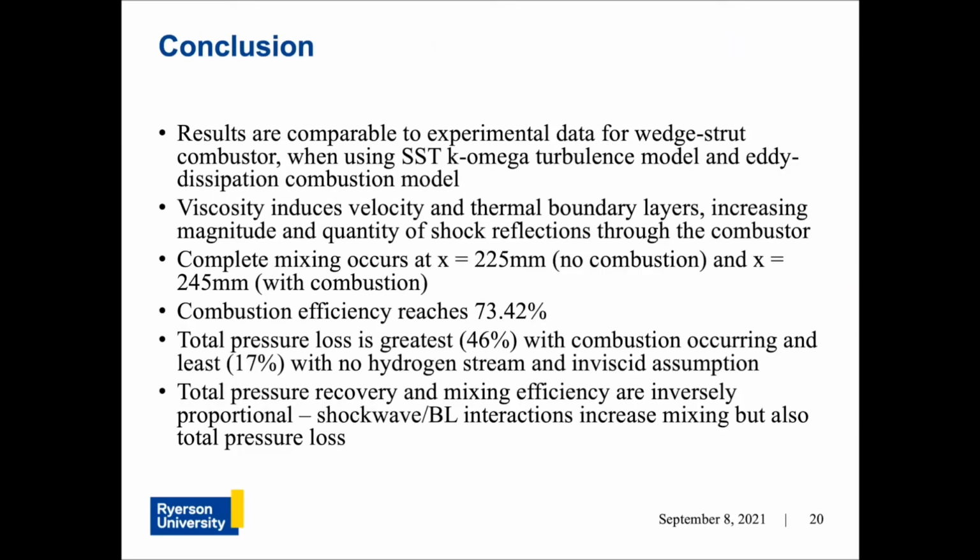Results obtained in this investigation using the SST, K-omega turbulence, and eddy dissipation combustion models are comparable to published data. Velocity and thermal boundary layers, as a product of viscous forces between fluid and solid boundaries, and shear mixing layers develop around subsonic wake regions. In the combustion case, complete mixing occurs at 245 millimeters and combustion efficiency of 73.42%. Shockwave interactions with boundary layer mixing increases total pressure loss, with case 4 experiencing a loss of 46%. However, this aids in mixing efficiency, which is a trade-off to be further investigated.